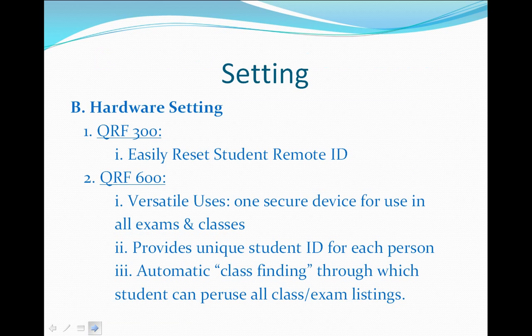In the event that you might lose or damage one of the remote controls from the QRF 300, you can easily reset the student remote ID. The QRF 600 provides a 9-digit alphanumeric code for using as an identification. It has also an automatic class finding system. When the student registers for a class, all they need to do is go to the room and hit that button, and it will automatically find the class and the exam they are to take.